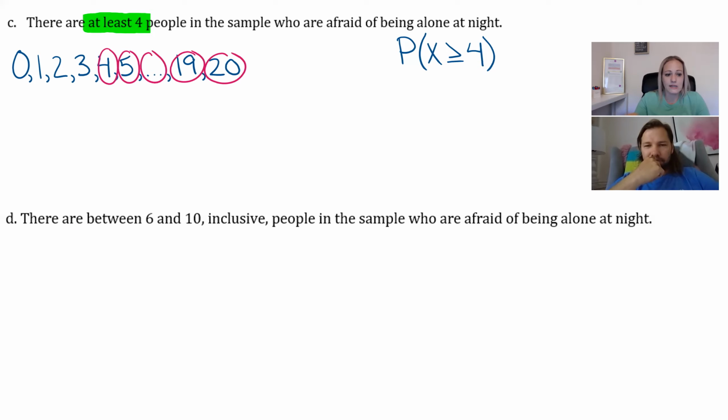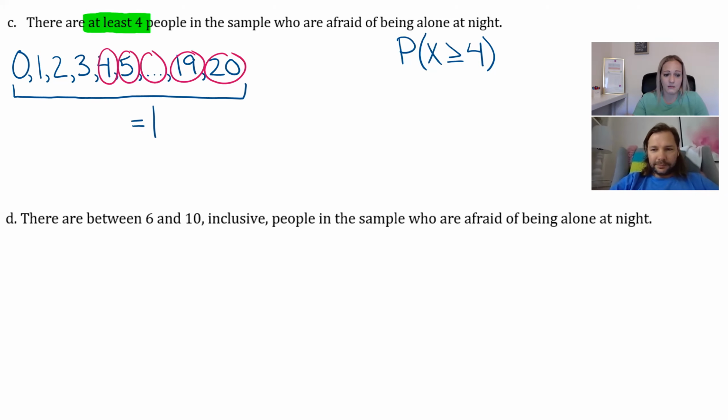So what we can do here is use the fact that the sum of all of those probabilities, if you add them up, has to equal 1. Yes, the sum of all of those equals 1. So I'm going to start with knowing they all equal 1 when you add them up, and then I'm going to subtract off the ones that I don't want. And I don't want the 0, 1, 2, or 3.